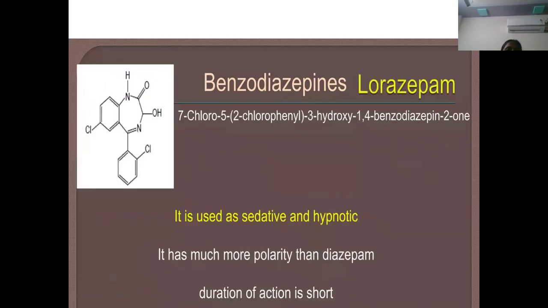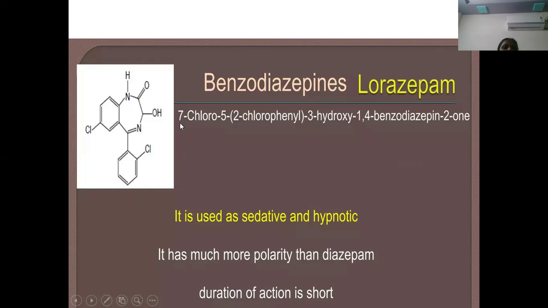Next, coming to lorazepam. In lorazepam also, benzodiazepine is the basic nucleus. So this is the structure of benzodiazepine. At second position, a C double bond group is present. At third position, a hydroxy group is present. In between fourth and fifth position, an unsaturated bond. At fifth position, a phenyl ring attached with Cl. So that's why we call this a chlorophenyl. This is the structure of chlorophenyl. Next, at seventh position, Cl is present.